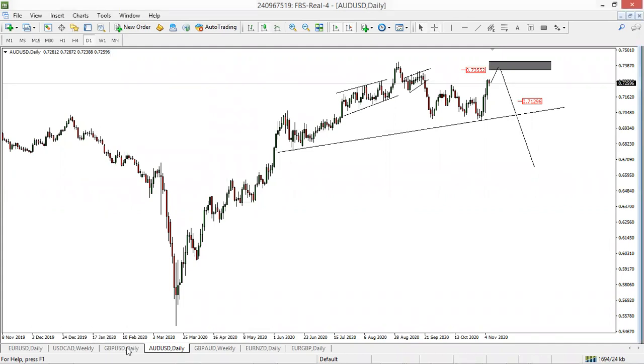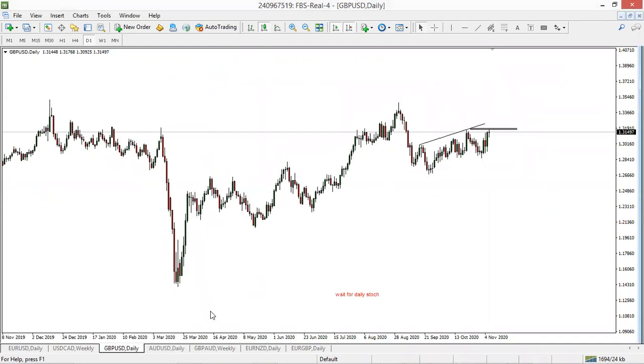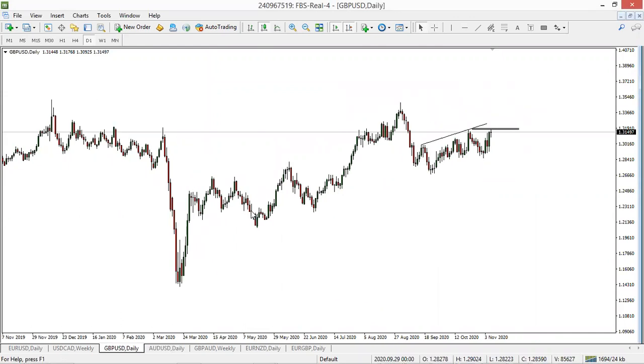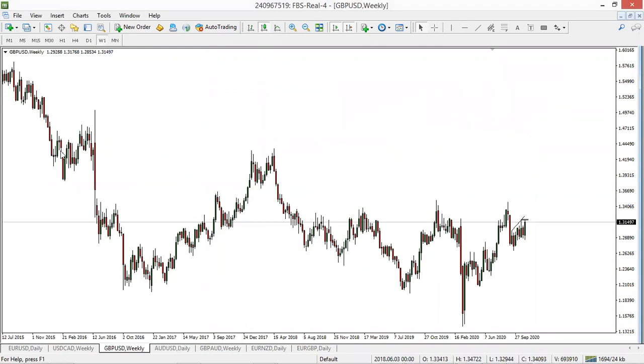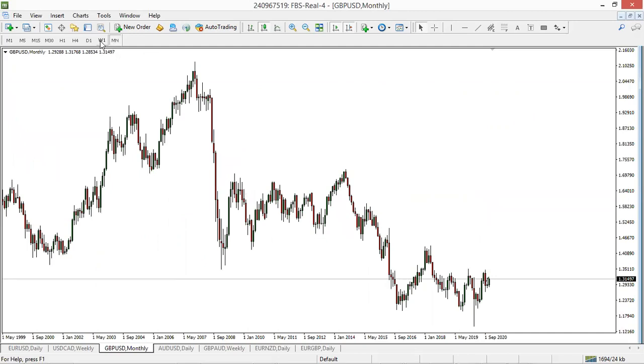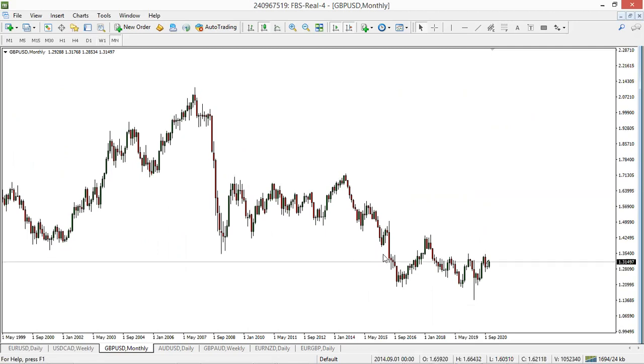All right, guys. So let's go back to pound USD. Another one. The pound USD has been consolidating on the bigger time frame for a very long time. This is the monthly time frame. You can see what's happening here. It's at the very lowest lows of its life at the moment, and it's consolidating.